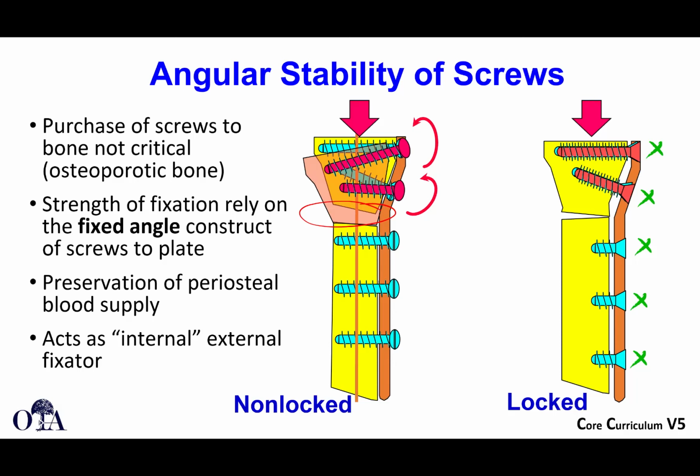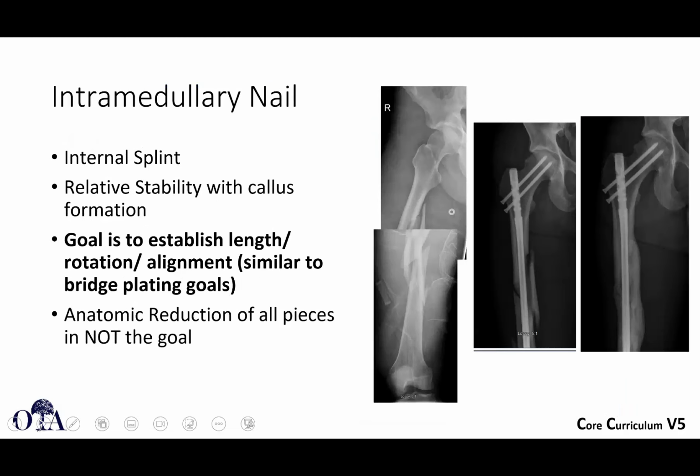Also, the term internal external fixator is used sometimes because the plate is not sitting on bone. This is a unicortical locked screw technique down here. So you're not crushing the periosteum, and potentially you could say preserving some of the blood supply there. What about intramedullary nails?